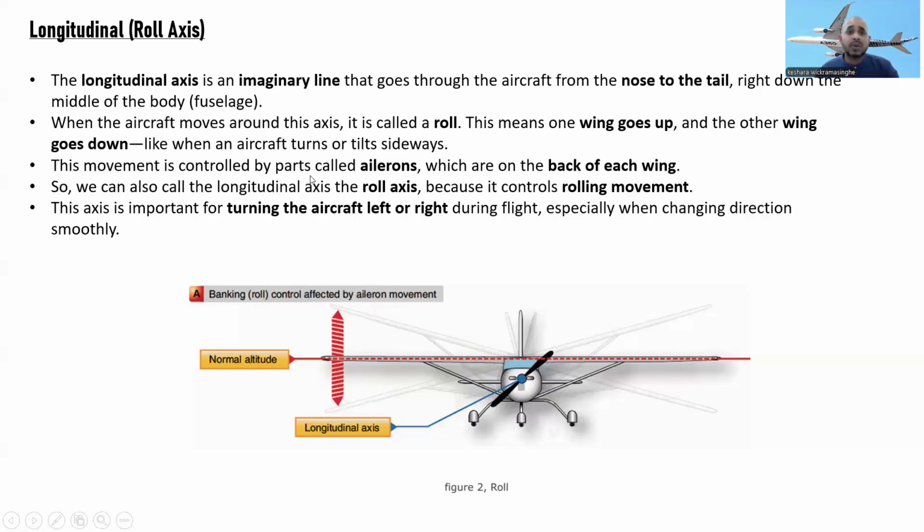This movement is controlled by parts called ailerons. The rolling action is controlled by the ailerons, which are on the back of each wing. Every wing has ailerons in the trailing edge area. We can also call the longitudinal axis the roll axis, because it controls rolling movement. This is important for turning the aircraft left or right, especially when changing directions smoothly during flight.